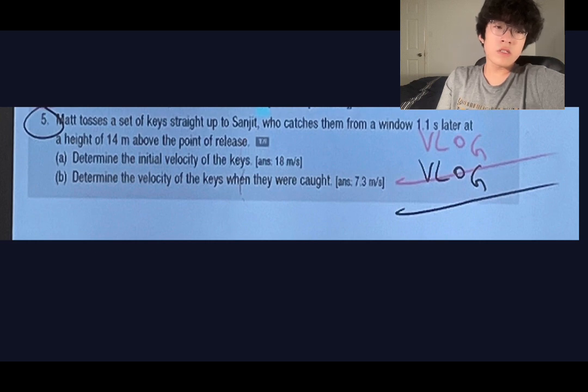So the first question is asking us to determine the initial velocity of the keys. And the second question is to determine the velocity of the keys when they were caught.